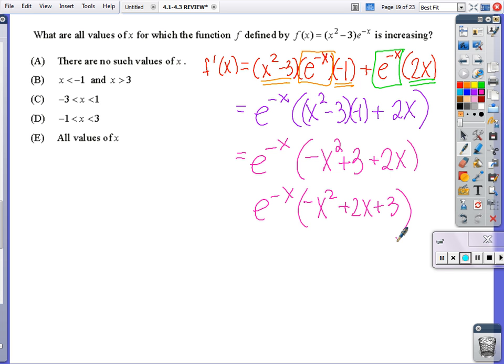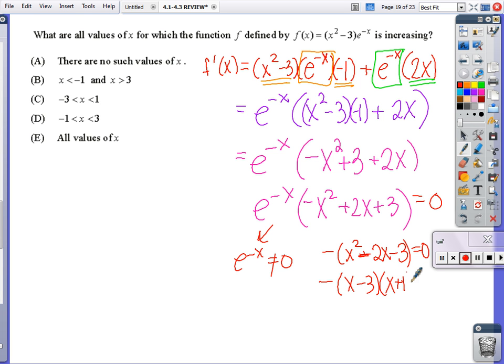And then we're asked to find where the function increases. So I'm going to set that equal to 0. E to the negative x equals 0. Can't happen. I'm going to factor this and set it equal to 0. So easiest way to factor it is to factor out the negative. And then you get x squared minus 2x minus 3 equals 0. You get x minus 3 times x plus 1. And so we get x equals 3 and x equals negative 1.